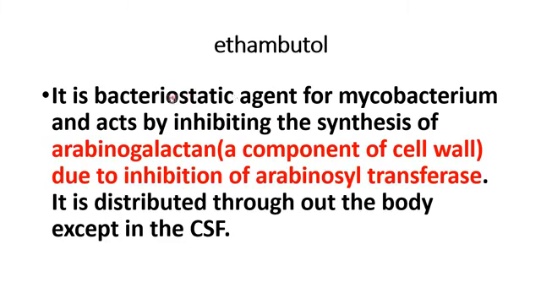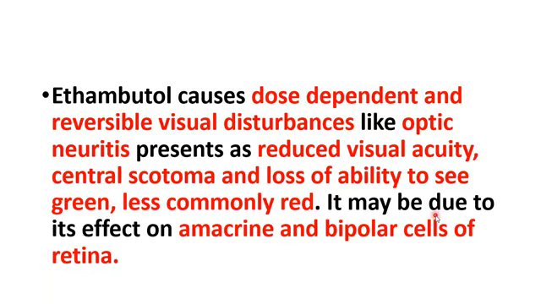So I will repeat it again. It is a bacteriostatic agent, and it acts by inhibiting the synthesis of arabinogalactan. Arabinogalactan is a component of your cell wall, and it does this by inhibition of the enzyme called arabinosyl transferase, and it is distributed all over your body except in your CSF. And what is the main problem with ethambutol?